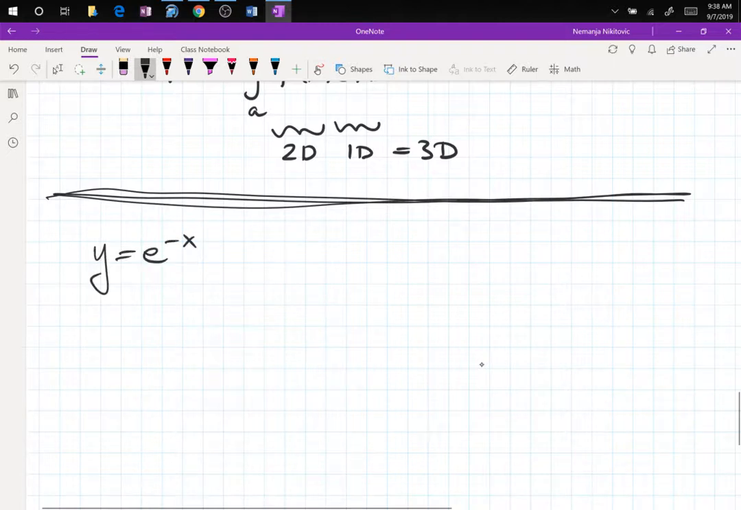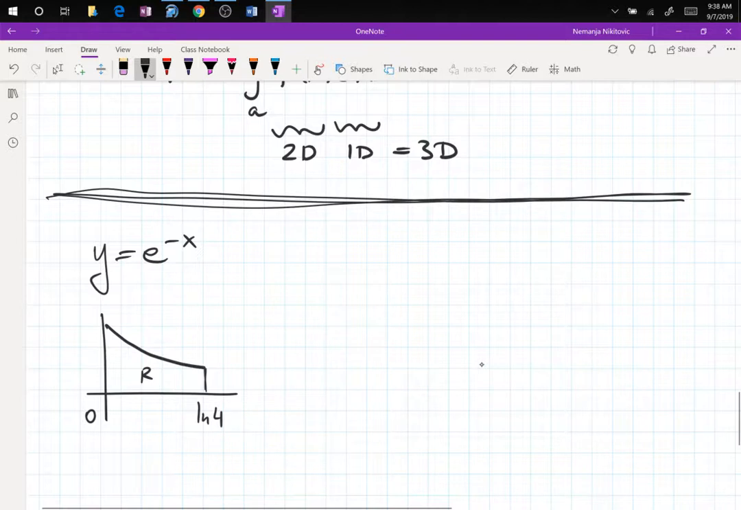e to the negative x. And they are rotating like this. There's a radius r, from 0 to ln 4. What do you mean you can't see? It's right there. It's getting written on the live stream. Yeah, but it's right here.